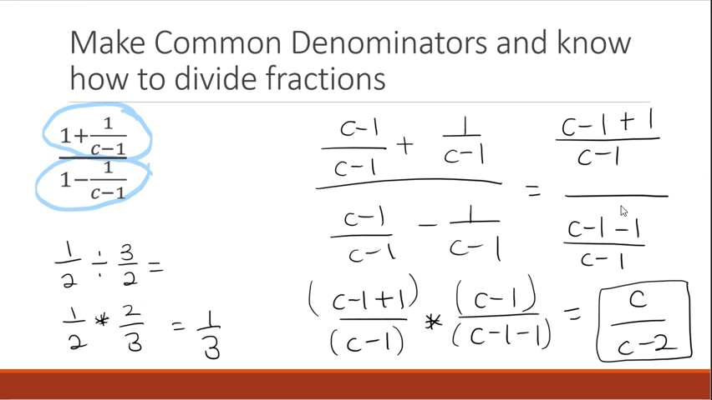Now we want to divide this fraction, so we need to flip this fraction. So it's this term multiplied by this flipped. So that's c minus 1 plus 1 on the top, and c minus 1 is on the bottom. So it's this term here multiplied by this flipped: c minus 1 over c minus 1 minus 1. The c minus 1 in the denominators cancel out. Okay, so c minus 1 plus 1 equals c. c minus 1 minus 1 is c minus 2. So this is the final answer.